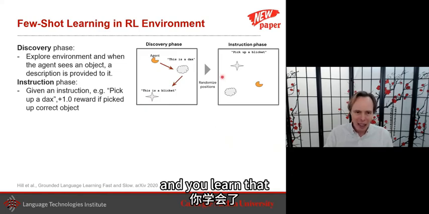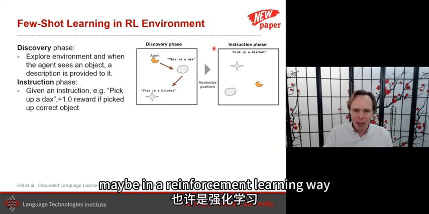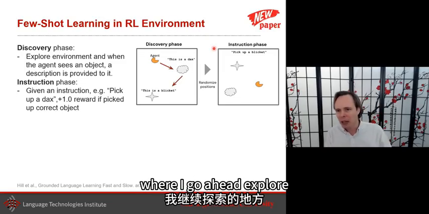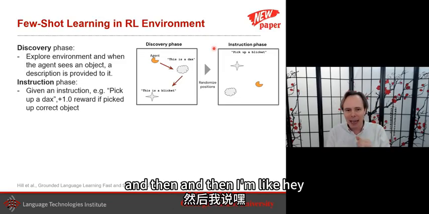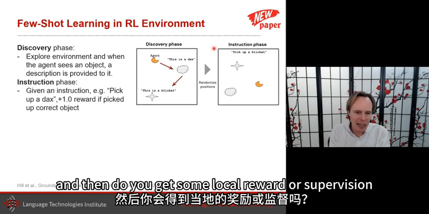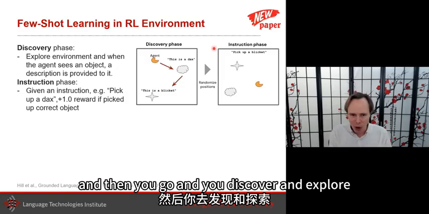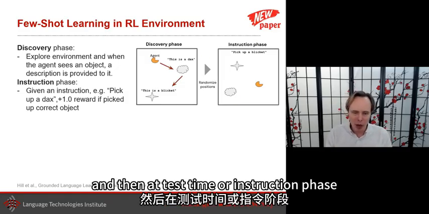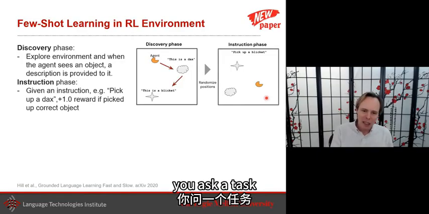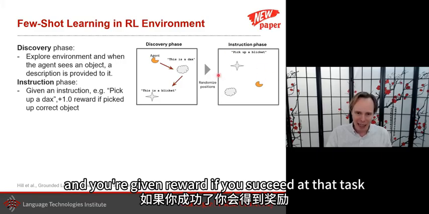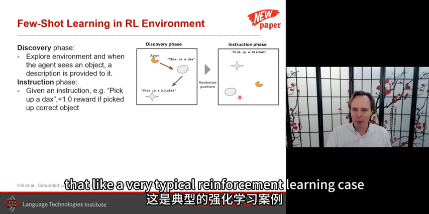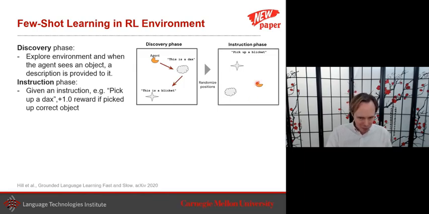And you learn that maybe in a reinforcement learning way, where I go ahead, explore, and then I'm like, hey, what is this object? And then you get some local reward or supervision from saying this is DAX. And then you go and you discover and explore. And then at test time or instruction phase, you're asked a task, and you're given reward if you succeed at that task. That's a very typical reinforcement learning case.